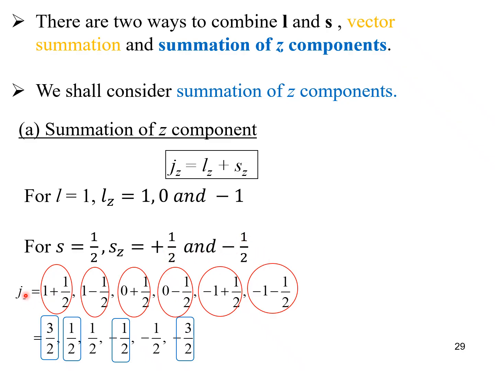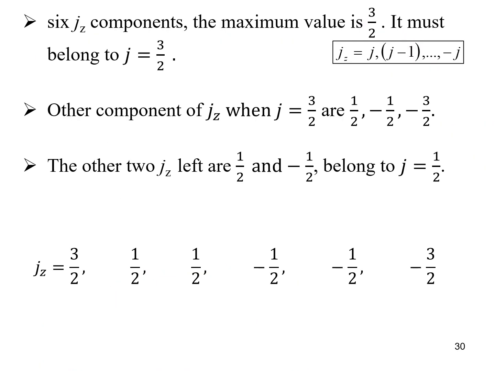And in order to find out Jz, we find Lz plus Sz. So Lz of 1 plus 1/2 of the Sz, we will have this expression, and then 1 minus 1/2, we will have this expression. Then next we have 0 plus 1/2, 0 minus 1/2, -1 plus 1/2, and -1 minus 1/2. Therefore, we have 6 combinations of Jz, which are listed here. There are 6 components of Jz.